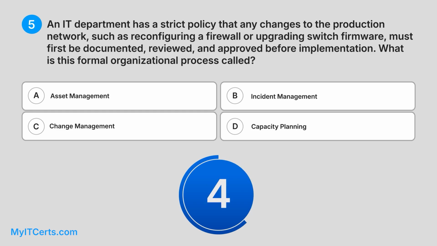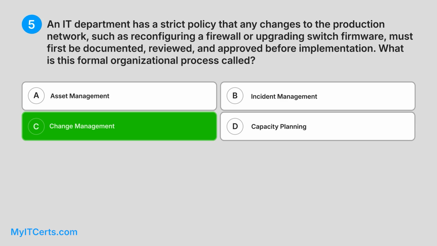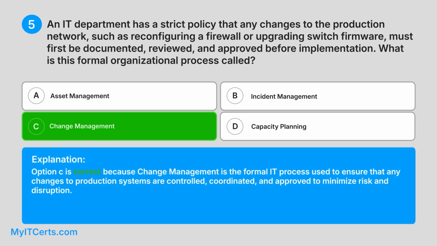Can you guess the answer? Correct answer. C. Change management. Explanation. Option C is correct because change management is the formal IT process used to ensure that any changes to production systems are controlled, coordinated, and approved to minimize risk and disruption.